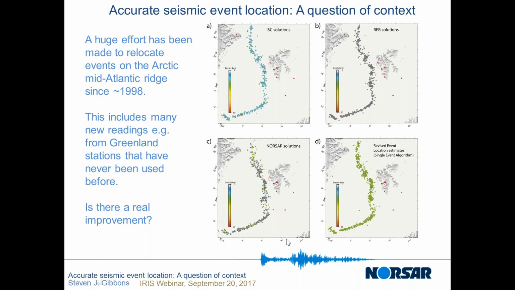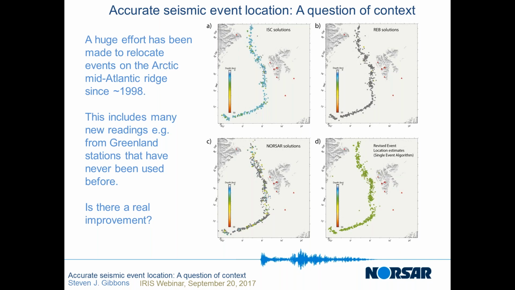Down here we see the NORSAR regional event solutions, and it's a bit unfair in a sense. It looks like that's the least favourable distribution, but we have to remember that this has taken place over a period of 20 years, and the number of stations available for this bulletin has changed enormously since 1998. So the spread of epicenter estimates is actually as much to do with the time and the network on which the readings were made. And down in the far corner is what I wanted to add to this.